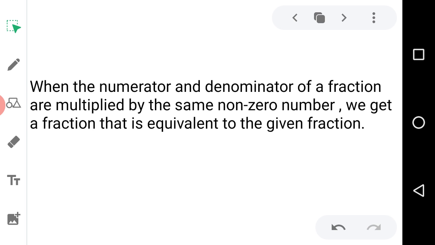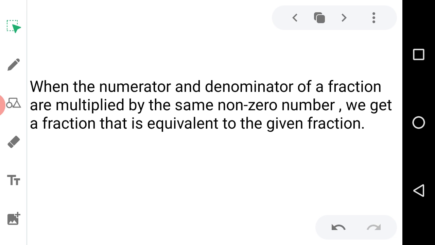Now we can also divide the numerator and denominator to get an equivalent fraction. But in the case of division, you need to remember that the numerator and denominator both should be divided by the same number. We need to remember the numerator and denominator should be divisible by the same number.